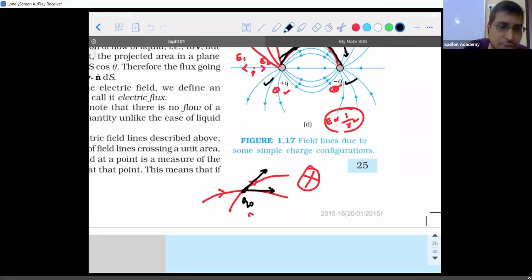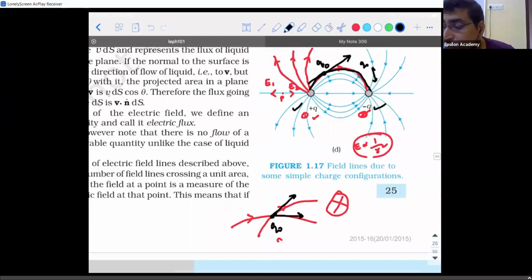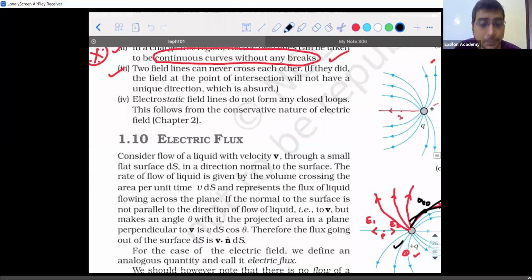There is already a point charge. I hope it makes sense. Okay, this is a very important point. So two field lines can never intersect. If they did, the field at that point of intersection will not have a unique direction.